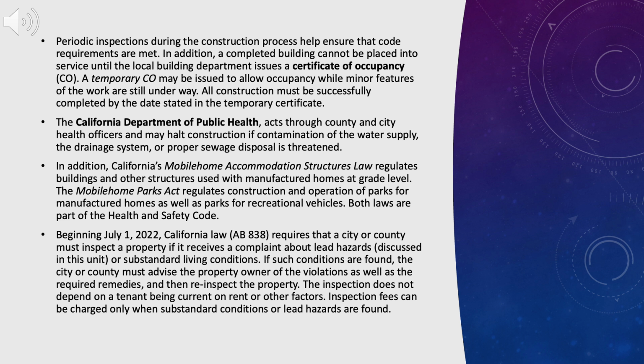Beginning July 1st, 2022, California law A.B. 838 requires that a city or county must inspect a property if it receives a complaint about lead hazards or substandard living conditions. If such conditions are found, the city or county must advise the property owner of the violations as well as the required remedies, and then re-inspect the property. The inspection does not depend on a tenant being current on rent or other factors. Inspection fees can be charged only when substandard conditions or lead hazards are found.